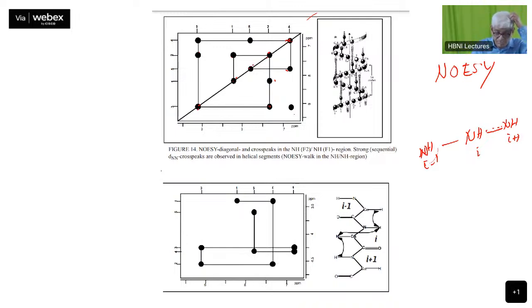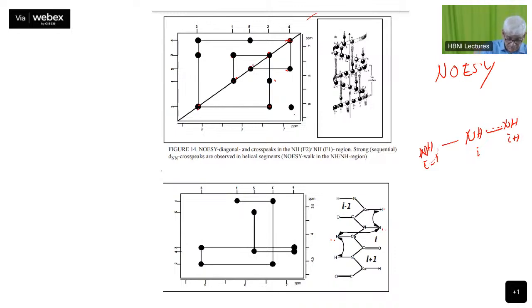Now, in the case of a beta sheet structure, which is indicated here, what sort of correlations do you see? That is indicated here. You have, let us say, this particular NH. You will see NH to this C alpha and also to this C alpha. That is NH of residue i. You will see C alpha H of i minus 1 and C alpha H of i itself. Okay, so you will see those. So therefore, you can walk along this considering those two.